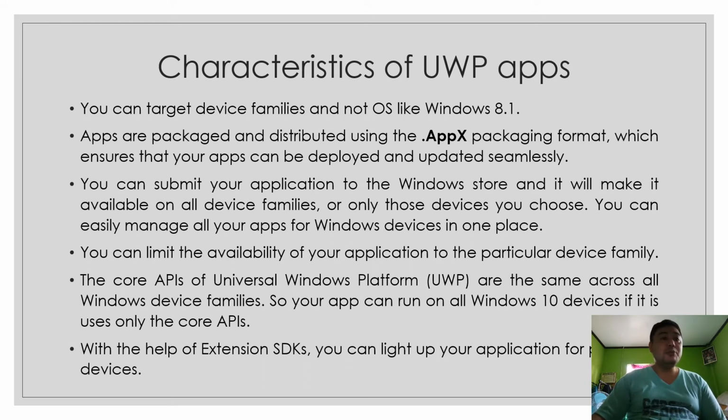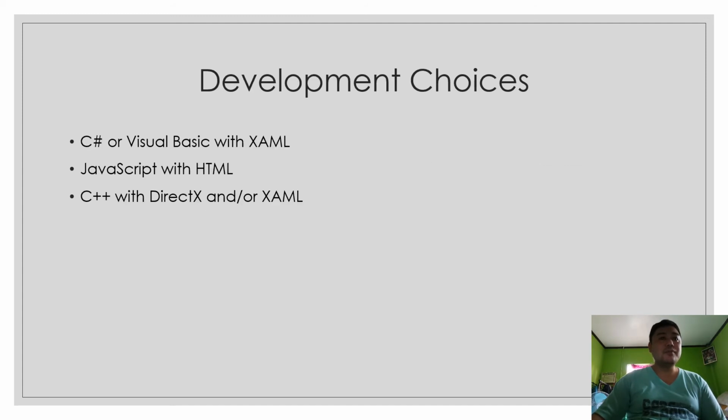The core of the UWP API is the same across all Windows device families. So it means that your app can run on all Windows 10 devices if it uses only the core API. But with the help of the extension SDKs, you can light up your applications for more specialized devices. So we have development choices.